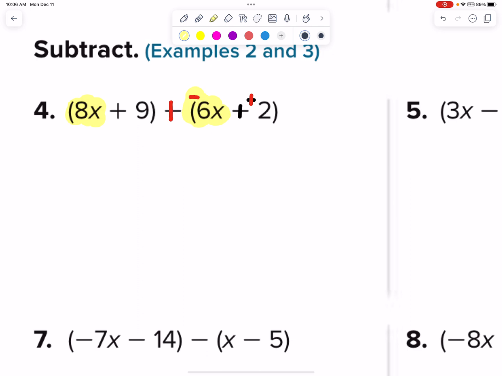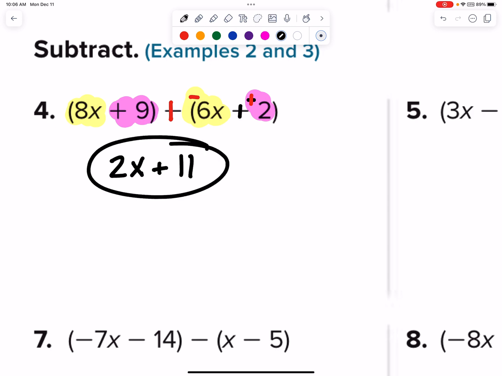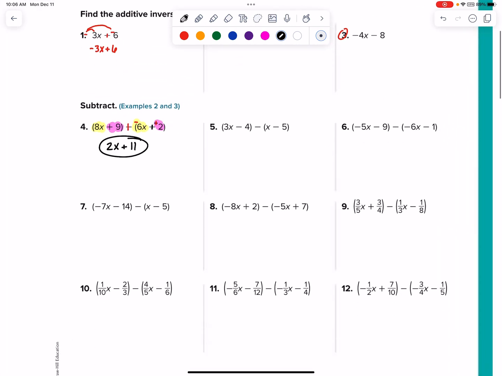8x, negative 6x, positive 9, positive 2. Let's go ahead and join them together. So we have 2x, 8x and a negative 6x, different sign subtract. You can see how we're getting a little quicker with our integer rules, so it's really important that you have those mastered. Plus 11, and you're done. All right, let's go ahead and take a look at number 7.